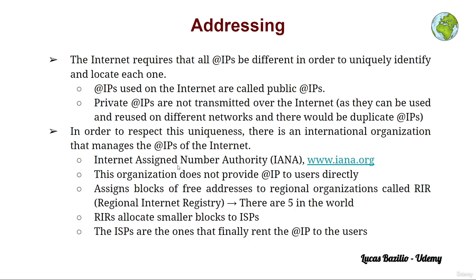What does a regional internet registry do? Well, given the block of free addresses assigned to this regional internet registry by the IANA, this RIR allocates smaller blocks of these free blocks. Normally we have a very big block, so we allocate the smaller blocks to internet service providers. Hence, the internet service providers are the ones that finally rent these specific IP addresses to the final users, that are commonly companies, universities, and all the people and users that need to use public IP addresses to access the internet.